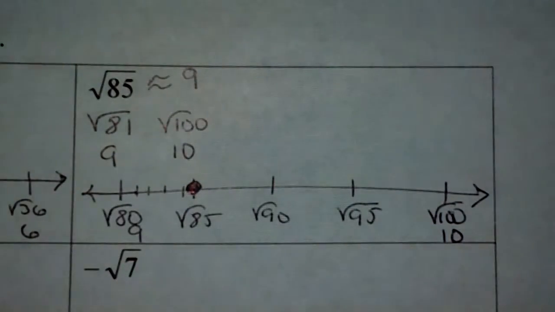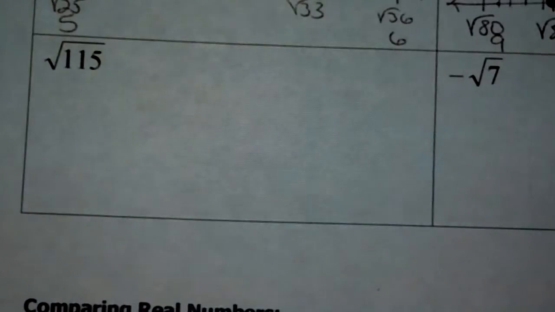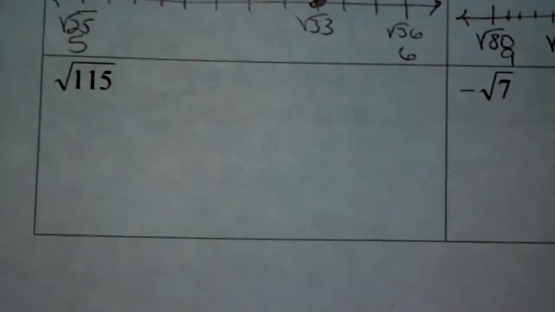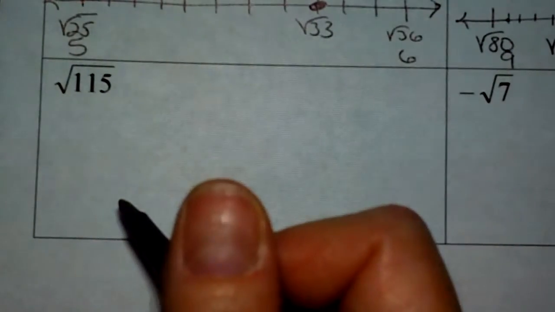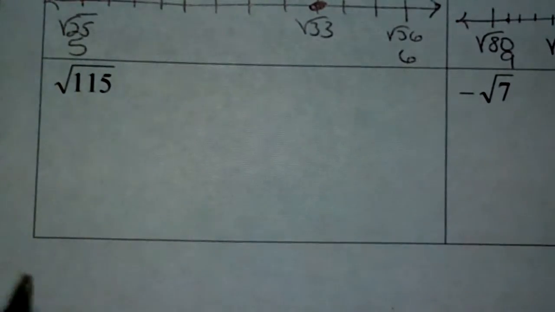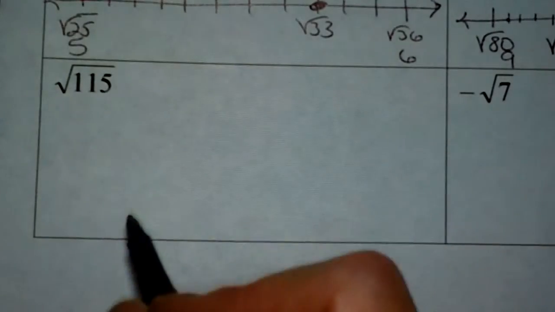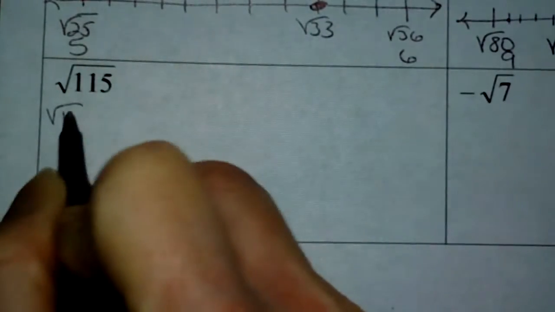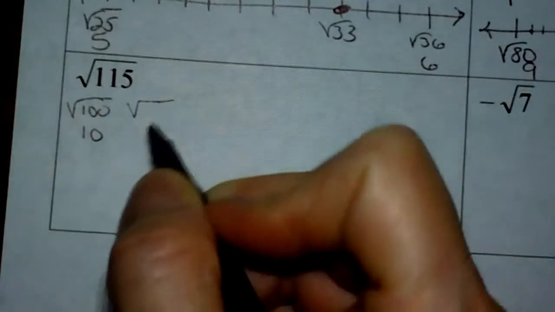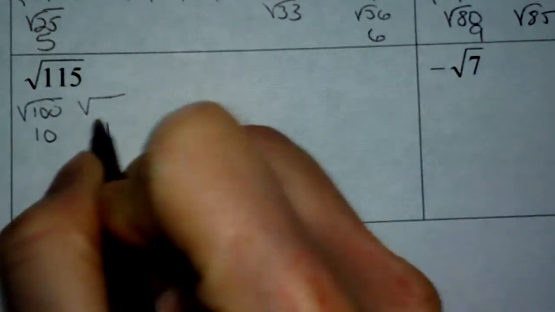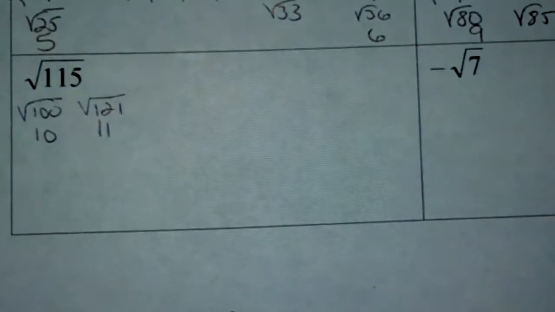All right, moving along. I have the square root of 115. So the square root of 115, I want the two perfect roots it's between. If you have your chart handy, it'll be really helpful to you. You'll see that the first perfect root would be the square root of 100, which is 10. And then after 10 comes 11, so that means I'm dealing with the square root of 121. All right, so we need to know which one it's closer to. We're going to use our number line to help us out.